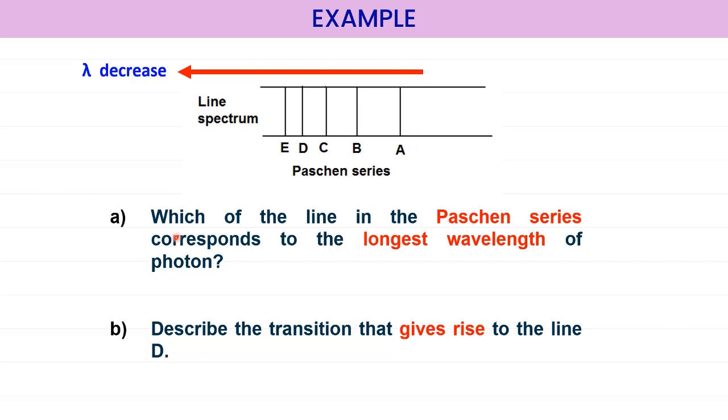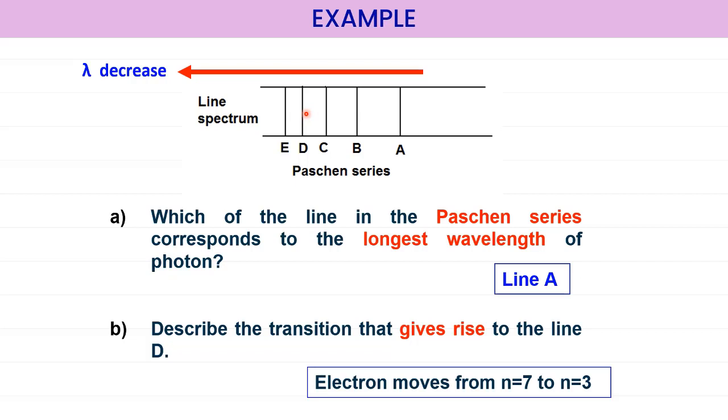For question A, it asks for the line in the partial series corresponding to the longest wavelength of photon. So we could say that this line A got the longest wavelength. As for B, you need to describe the transition that gives rise to line D. So let's start with this first line A, B is going to be the second line, C the third line, and D the fourth line. So the fourth line is produced from the electron movement from n equal to 7 to n equal to 3.